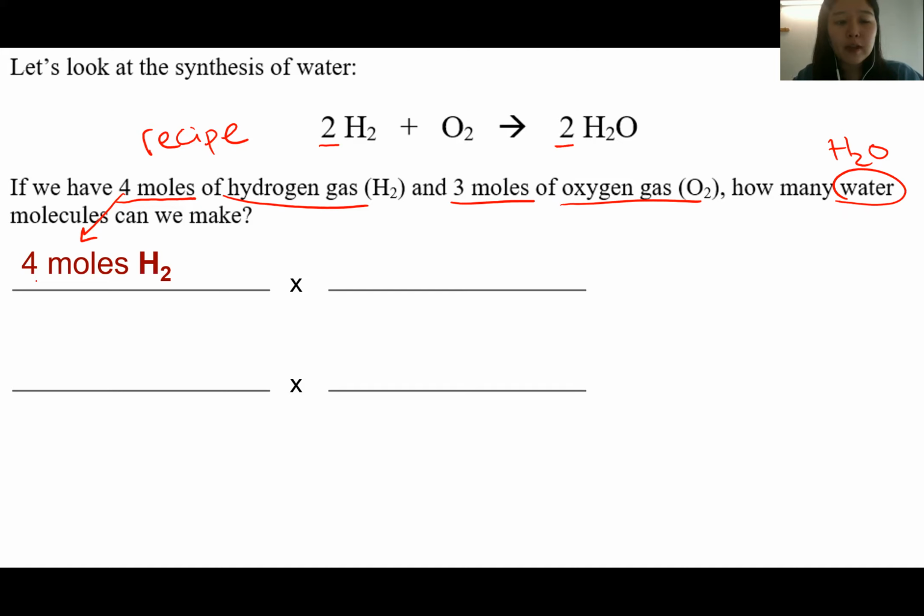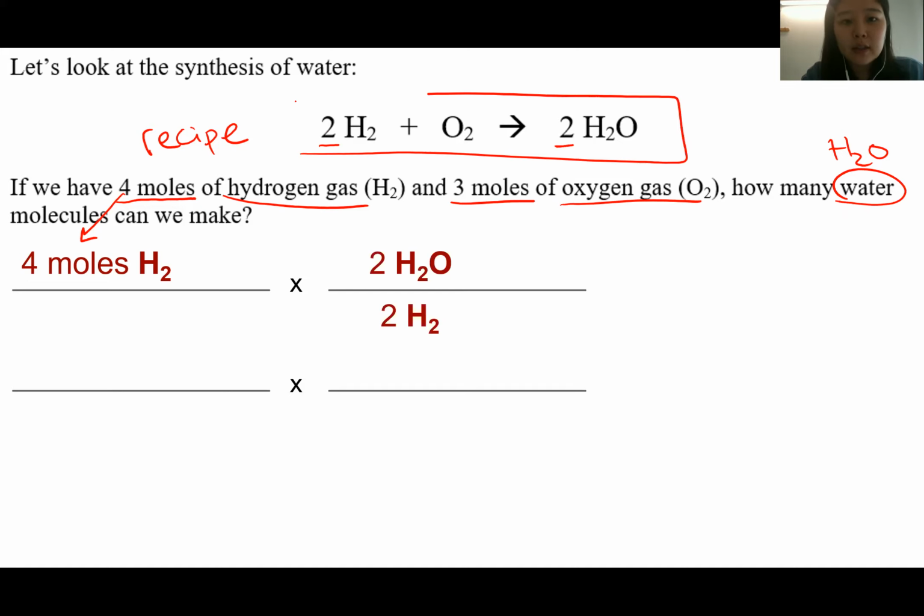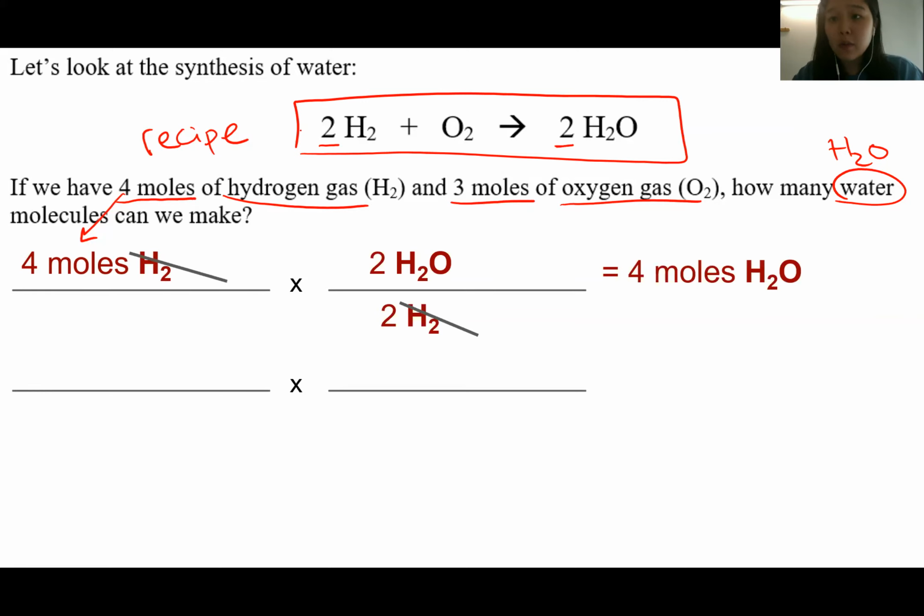So 4 moles of H2. We need to set up a mole ratio between H2O and H2. If we look at our recipe, the mole ratio between H2O and H2 is 2 to 2. So we're going to end up making 4 moles of H2O if we have 4 moles of H2, because this is a 1-to-1 ratio.